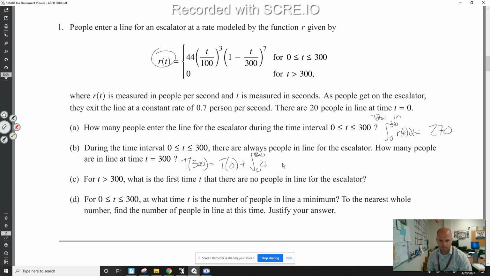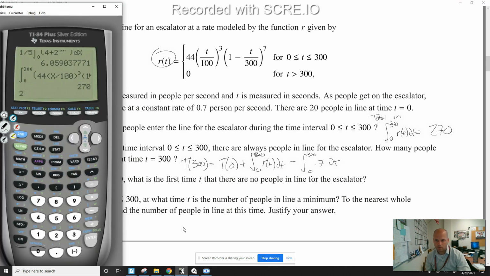That should be R of t. This is what you're writing down, and then minus the total I have left. Now, the total I have left is 0.7 people per second over 300 seconds. You could do 0.7 times 300, you literally could do that. Or you just stay with what I know: 0 to 300 of the rate out. The rate out is 0.7.